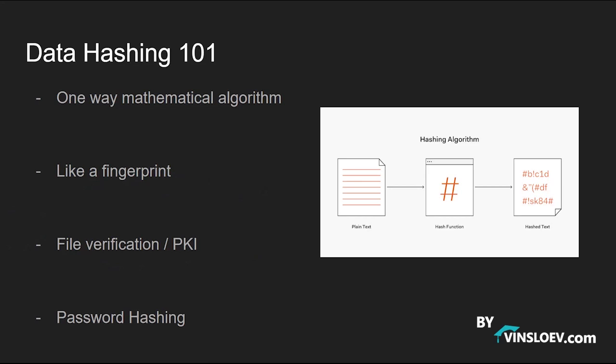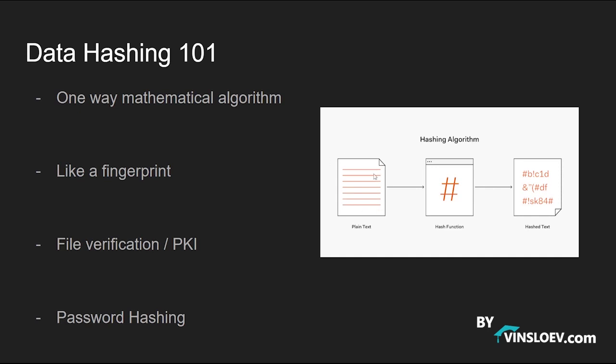So, data hashing 101. When we are hashing data, we are using a one-way mathematical algorithm, like we see on the picture right here. So we have some text or file, it could be anything, then we run it through our hashing algorithm, and then we get some hashed text out of it. So the idea behind this hashed value is that it is unique based on the content of this file or text that we have right here.